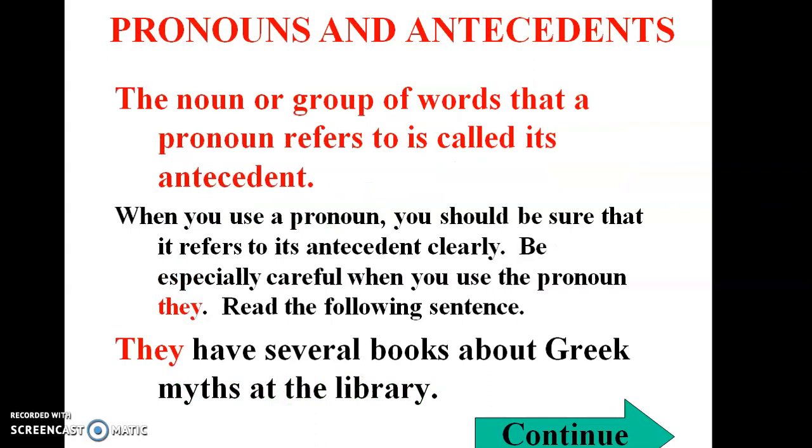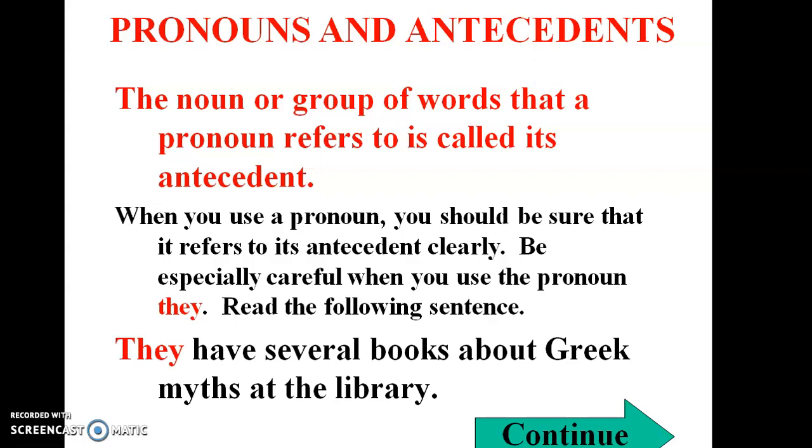And then, pronouns and antecedents. The noun or group of words that the pronoun refers to is its antecedent. When you use a pronoun, you should be sure that it refers to its antecedent clearly. Be especially careful when you use the pronoun they.